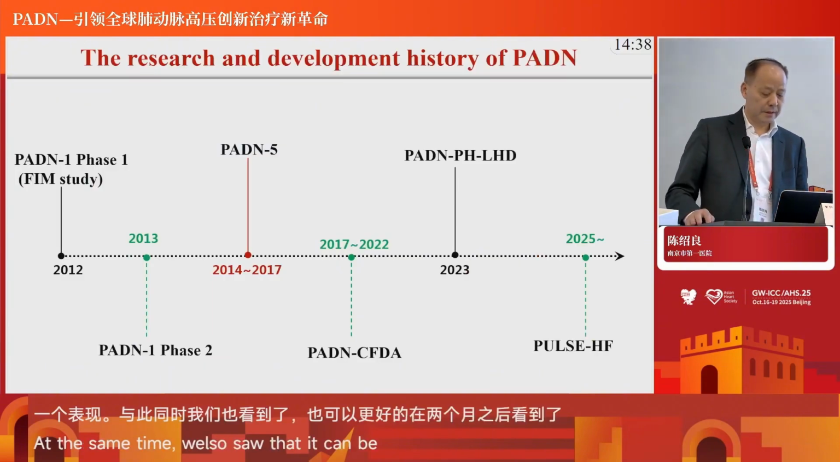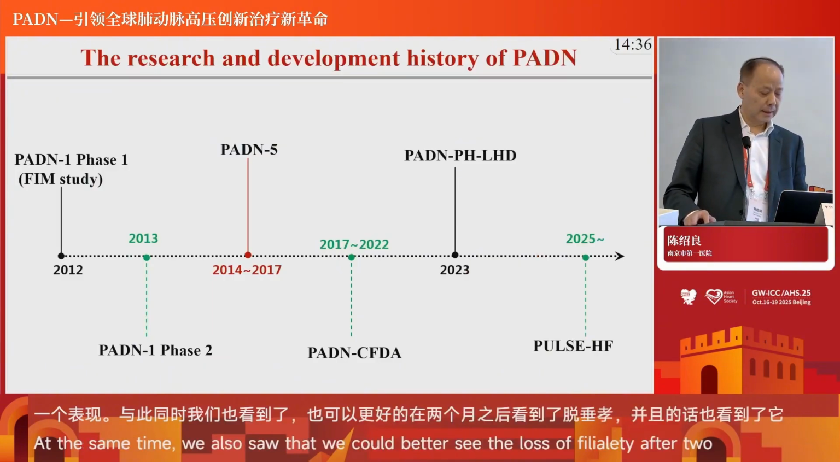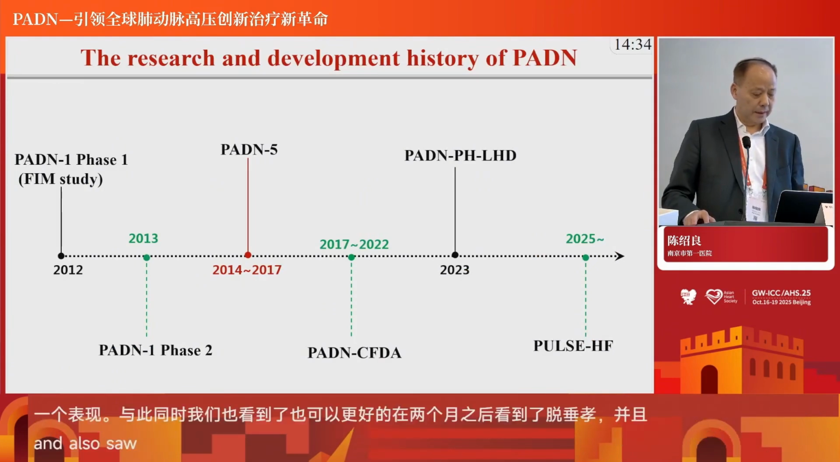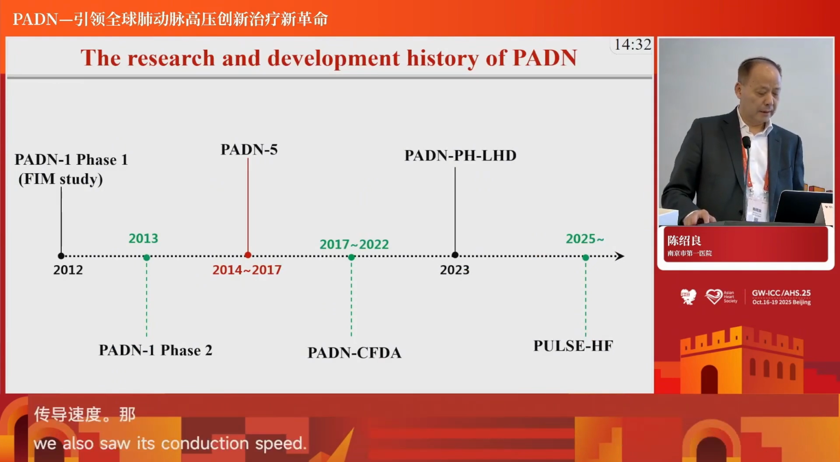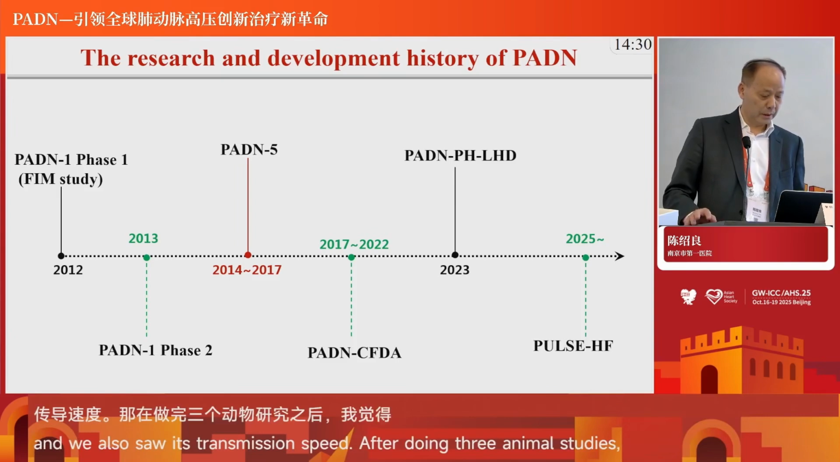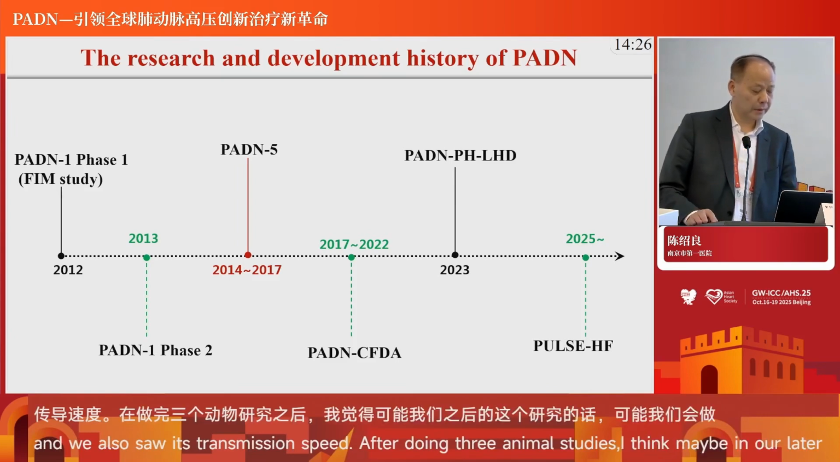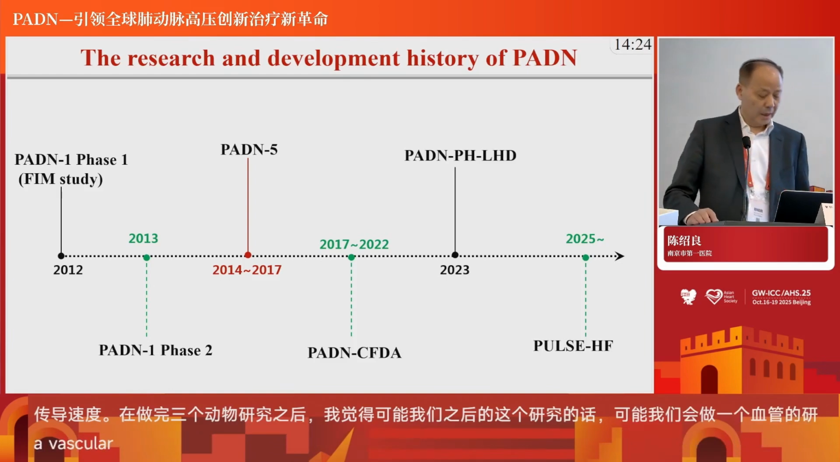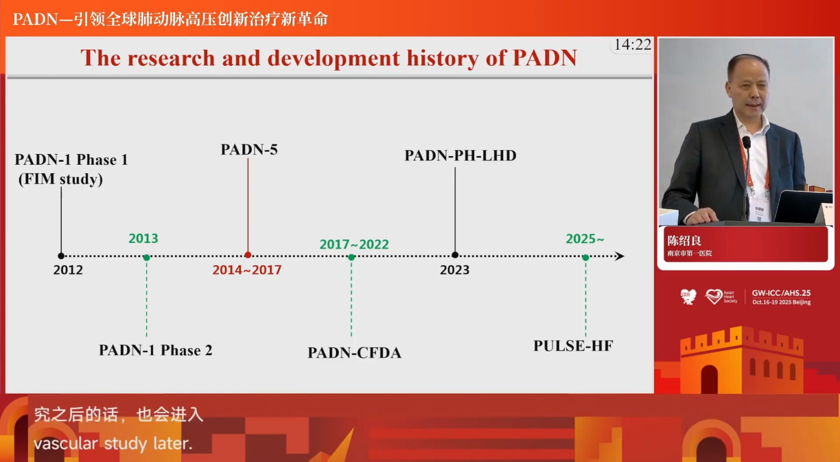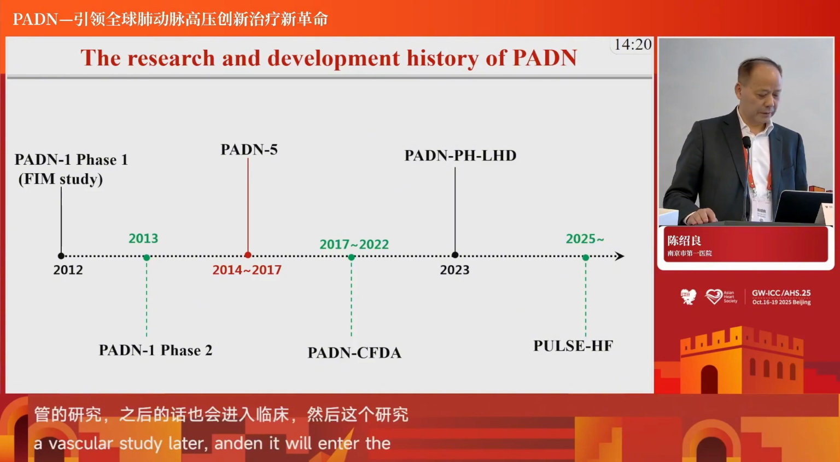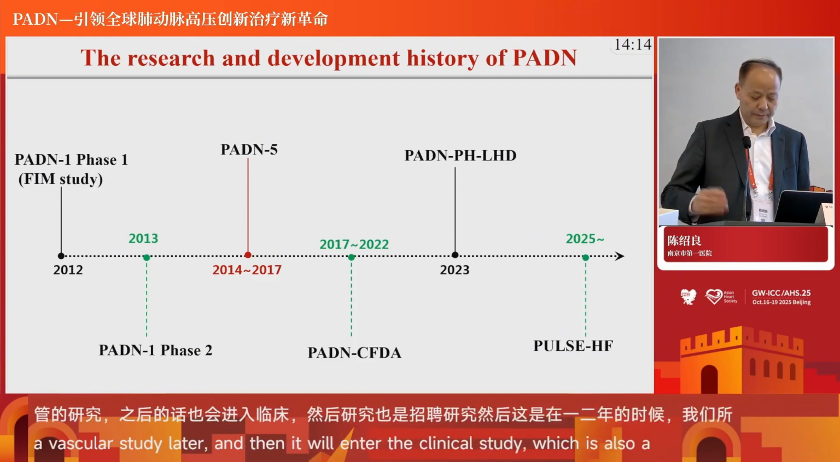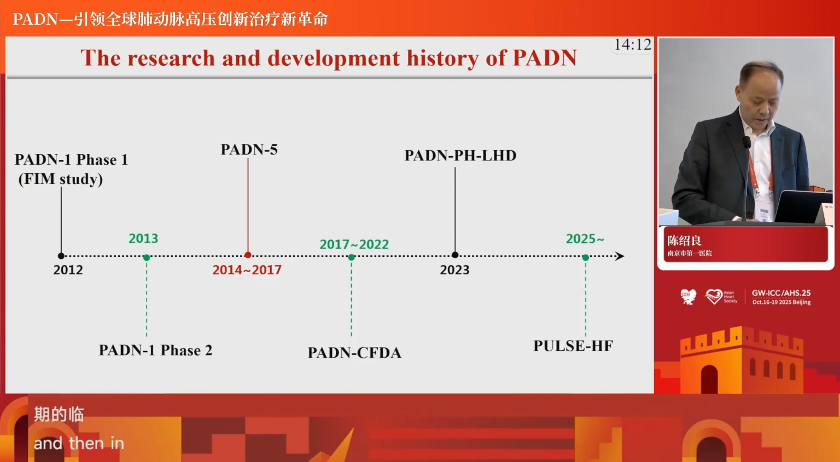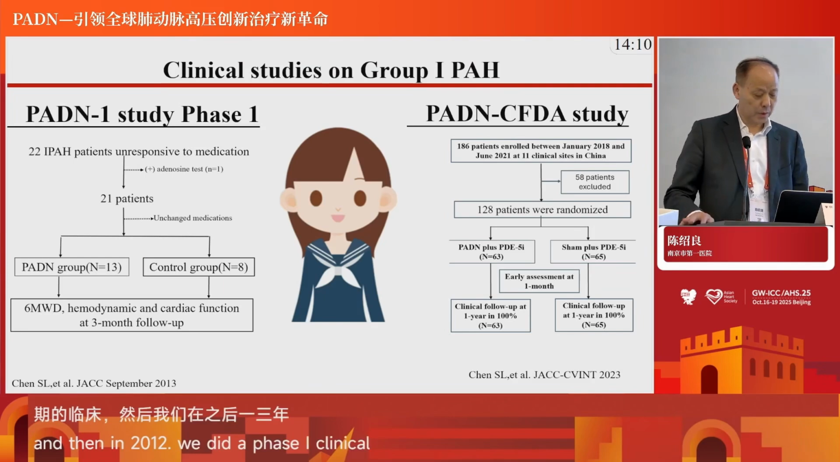After finishing the animal studies, I think the next step was a very careful design of individual but sequential clinical trials. We started with the PADN-1 phase 1 clinical trial, also called the FAME trial. After that, we designed the second PADN-1 phase 2 study, followed by PADN-5, PADN-CFDA, PADN PH-LHD, as well as the post-heart failure multi-center randomized clinical trial.